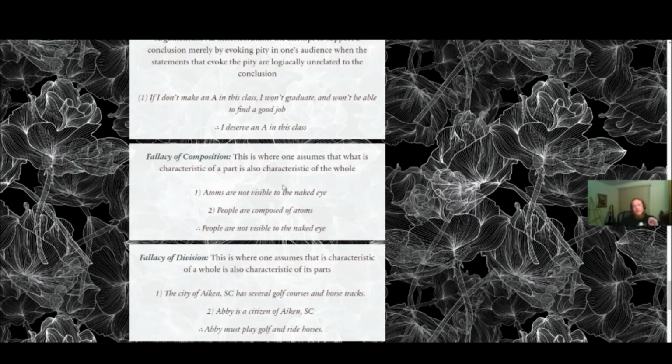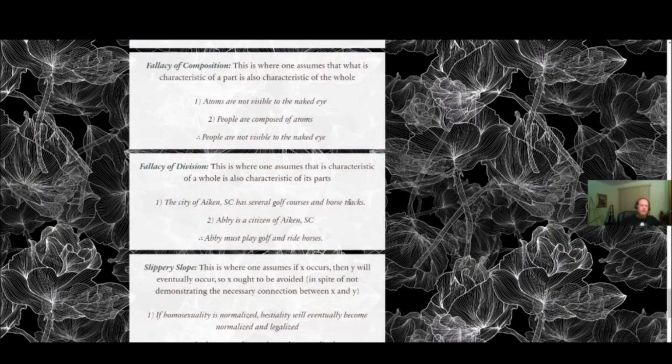So if you've ever heard someone say something like, if you really loved me, you'd do this. Please love me. If you really love me, you do that. Argumentum ad misericordiam. That's what it is. Don't fall for it. These next two are very similar. Fallacy of Composition and Fallacy of Division. They're basically inverses of each other. Fallacy of Composition is where you say that what's true of a part is also true of the whole.